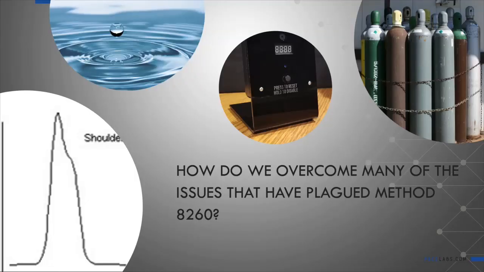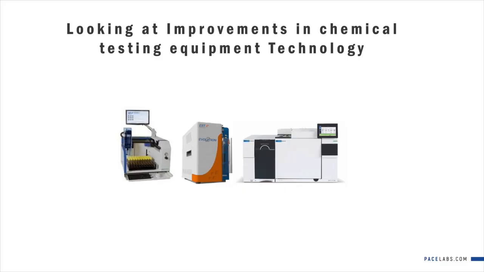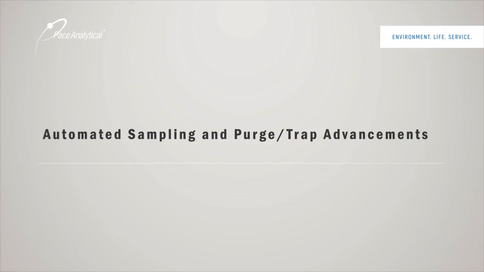So how do we overcome many of the issues that have plagued method 8260? Let's take a look at improvements in chemical testing equipment technology. First, we will look where the whole testing process starts, with automated samplers and purge and trap concentrators.